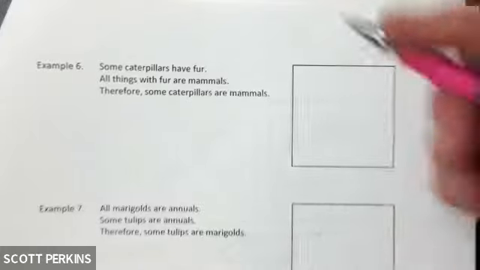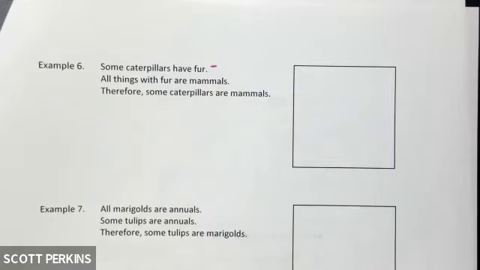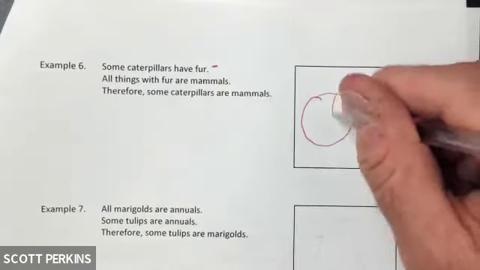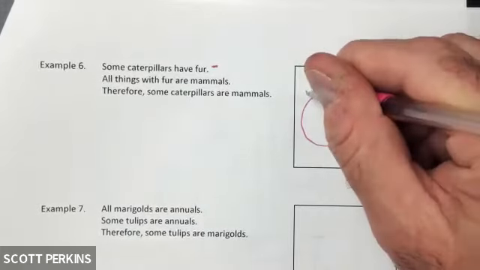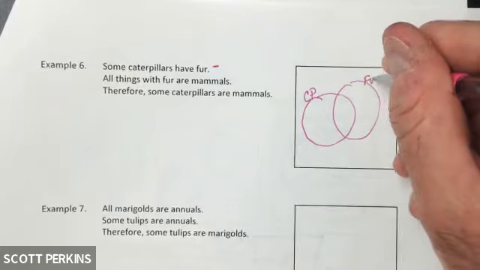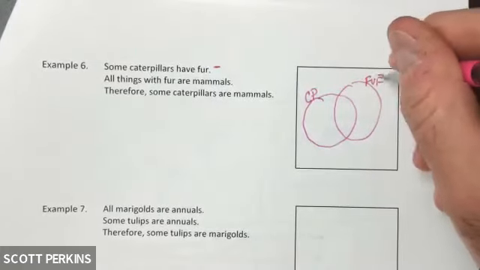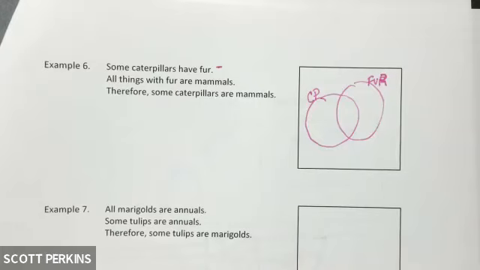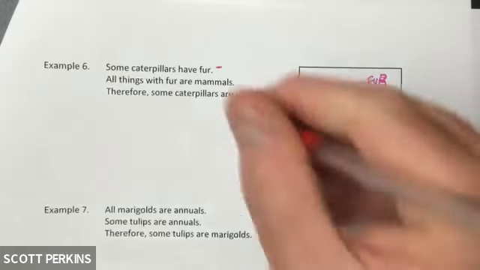All right, so on this one, it first starts off saying some caterpillars have fur. So I'm going to draw circles that overlap. This is my caterpillars. I'll just abbreviate that CP. Here are my things that have fur. So then the next statement says all things with fur are mammals. So I need a new circle. I need a mammal circle.